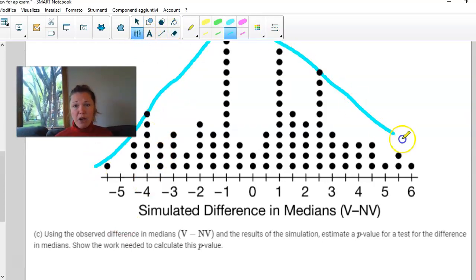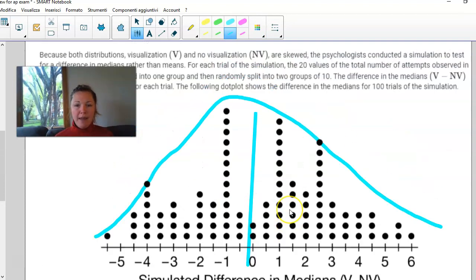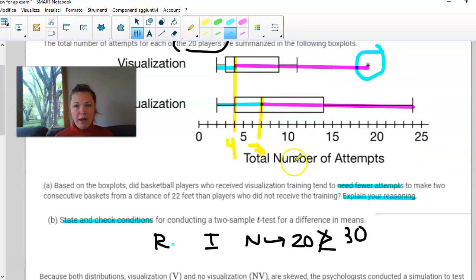So I have my curve, right? I have my center, which would be 0. This is what we assume to be true. Now I need a statistic. I need a difference in medians. Where do I get that statistic? Well, if I go up here, you guys, I have 2 statistics, right? I have 2 medians, and I can subtract the visualization minus the no visualization here. So again, part of this is just thinking through, what do I have and what do I need?